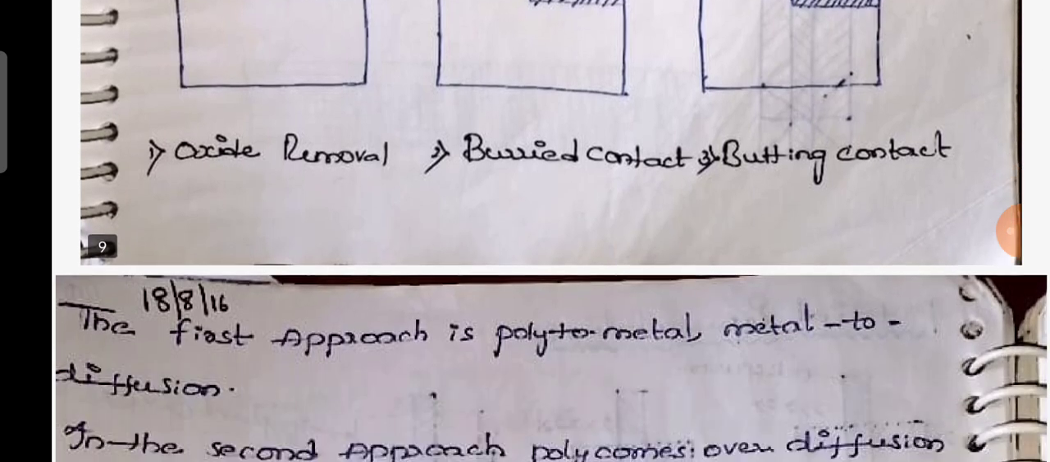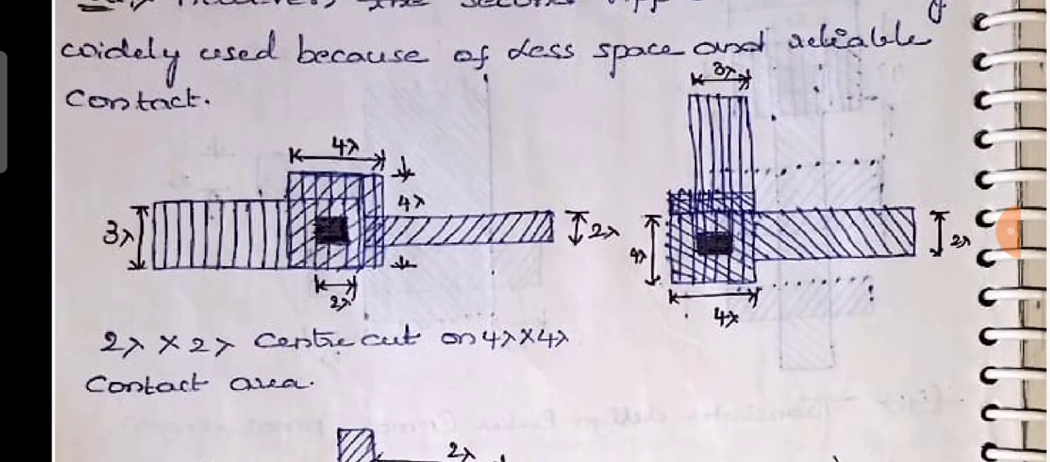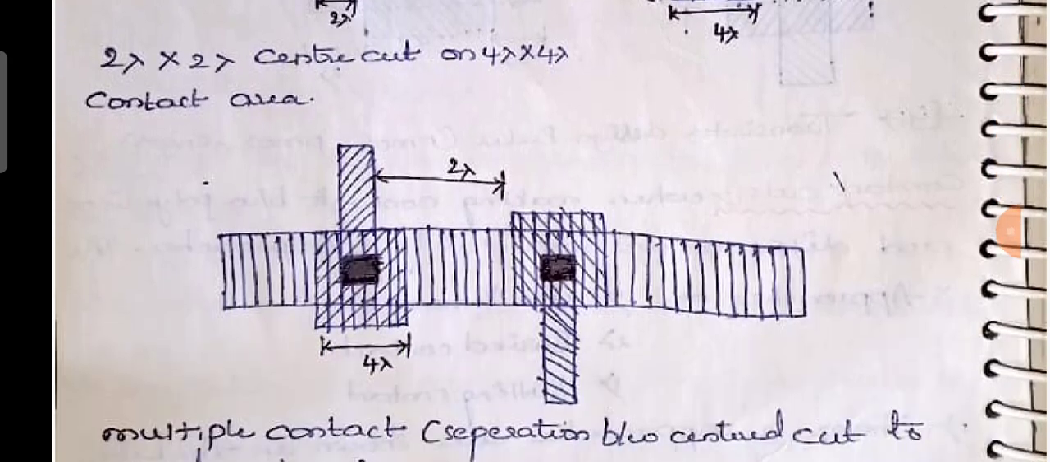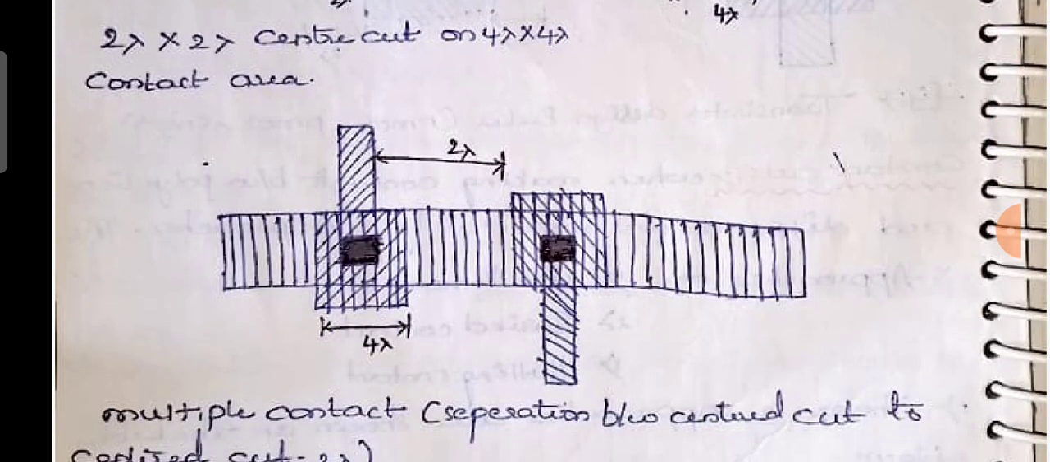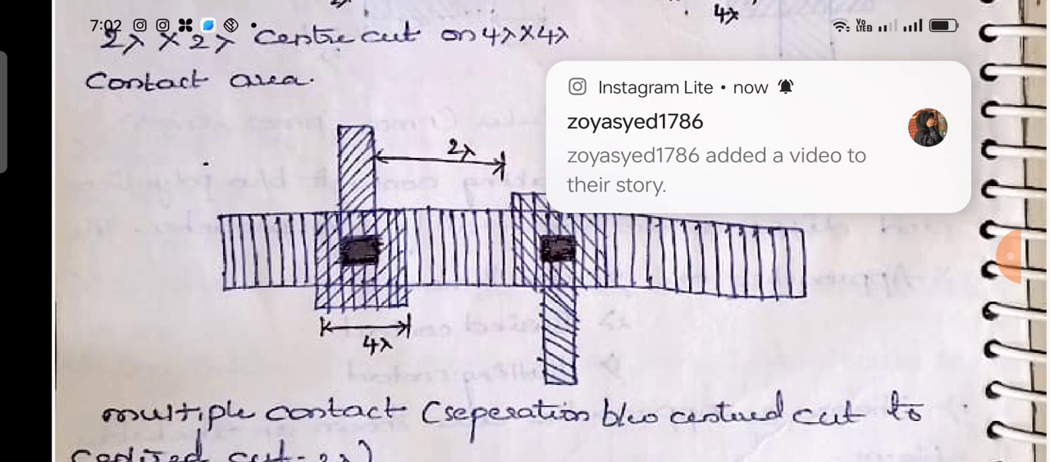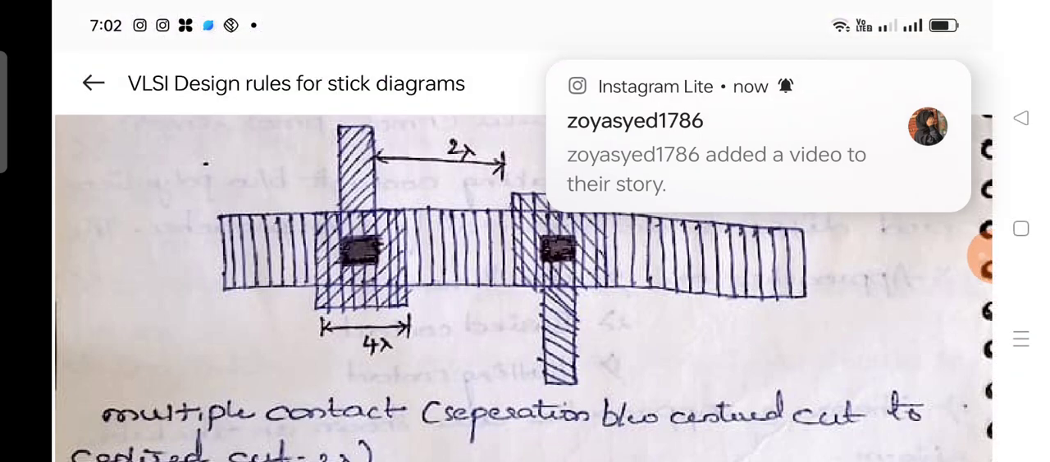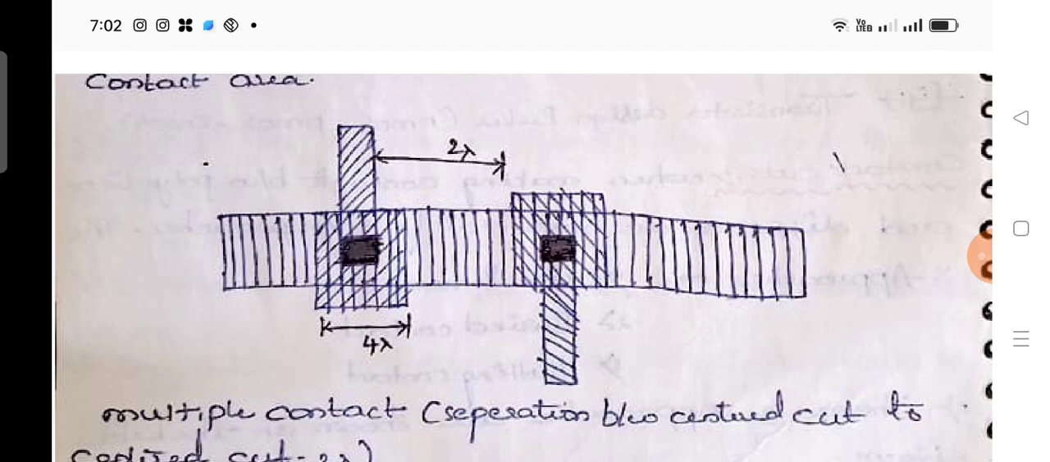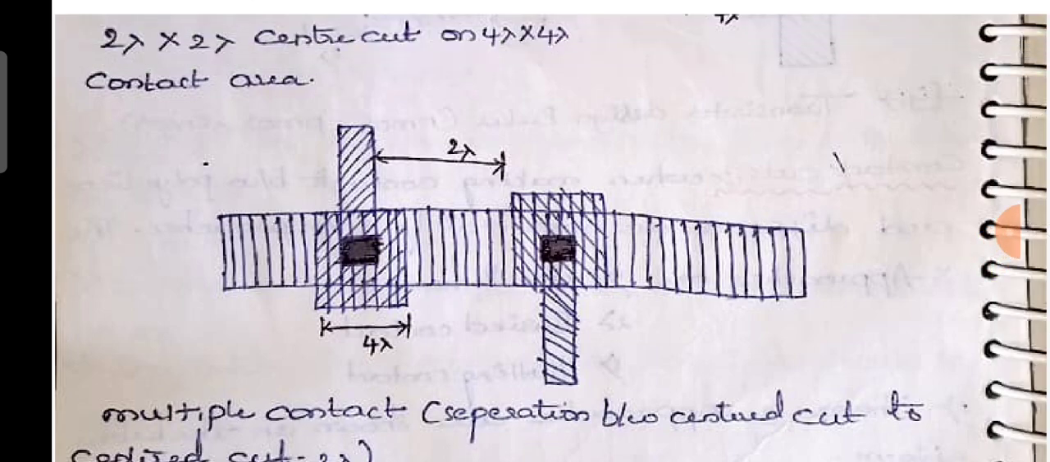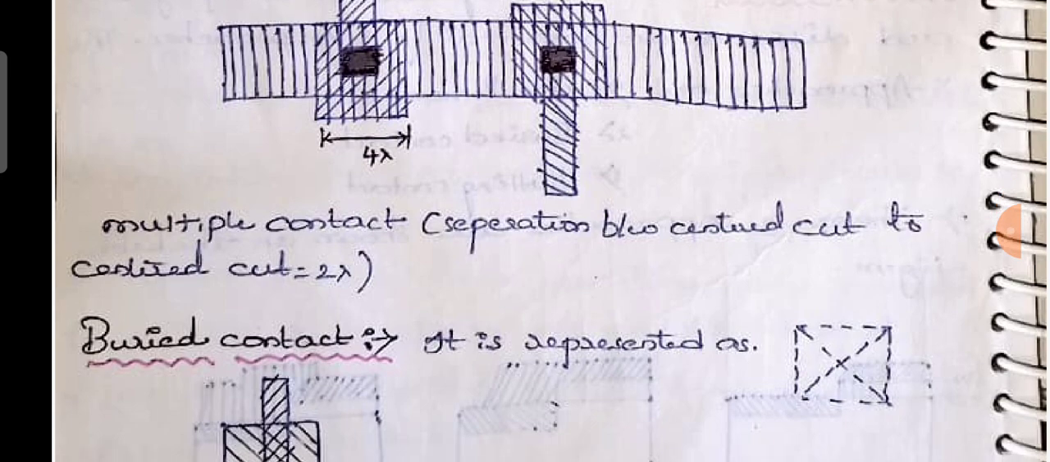After that, we saw some rules. The 4 lambda by 4 lambda is the contact area, and 2 lambda by 2 lambda is the contact cut. It is a general one. When two different layers interact with each other, a contact is formed. And when there are two or more multiple contacts, the minimum separation from one contact area to another contact area is 2 lambda. Is it understood?